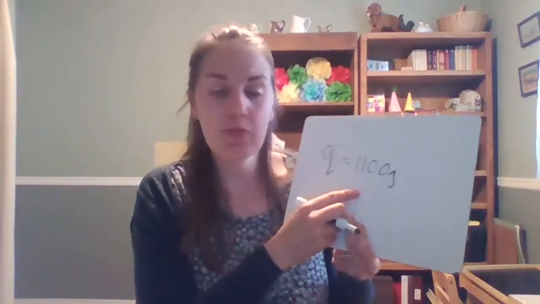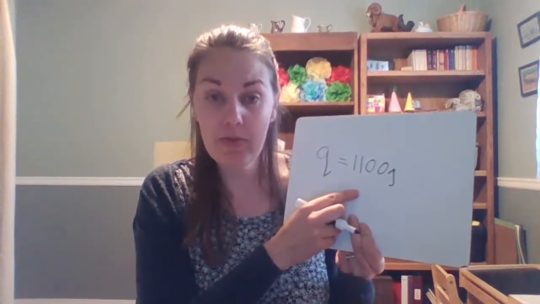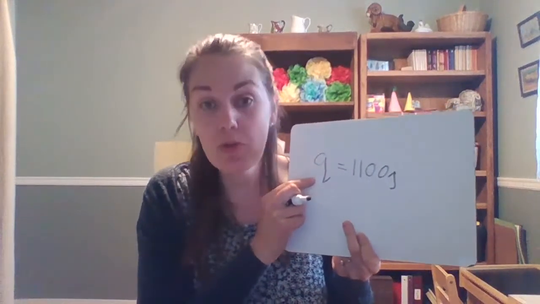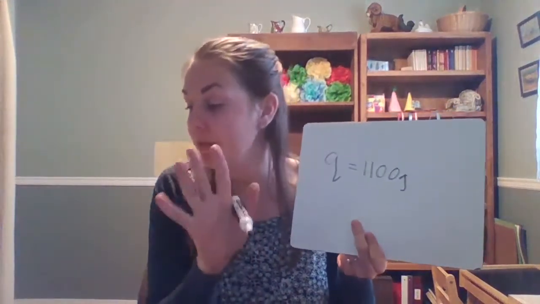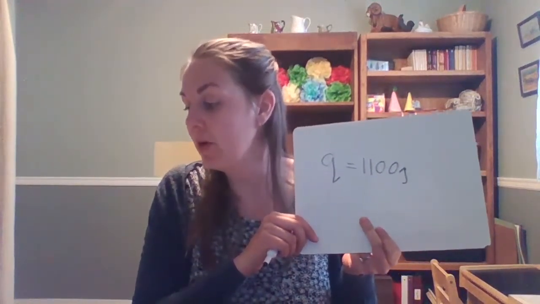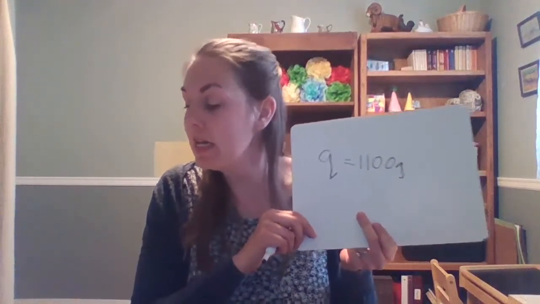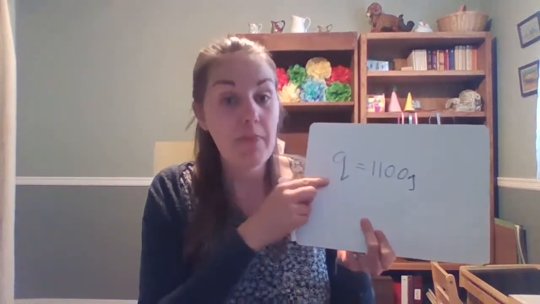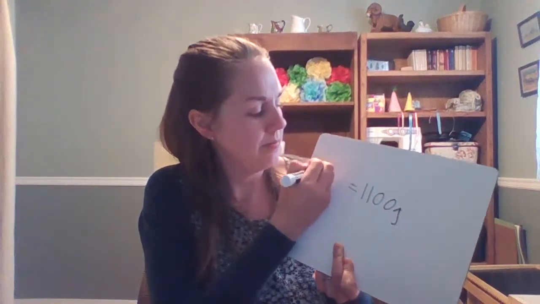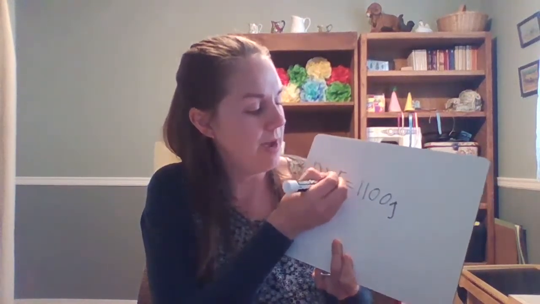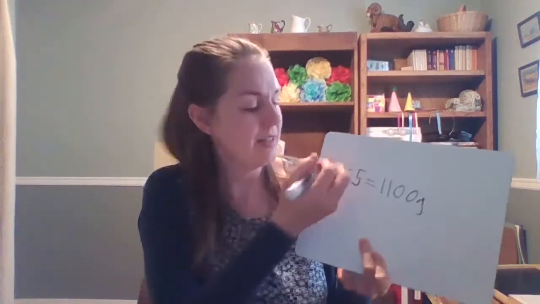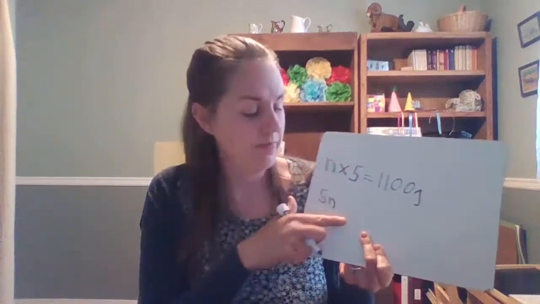So I have quarters equals 1,100 grams, the total weight of the quarters, but we want to figure out how many quarters, because we know that they each weigh about 5 grams. On number 17, it says, write an equation to show that the number of quarters times 5 grams equals the total mass of the quarters. So basically, we're taking this Q and saying that it's going to be N times 5. Remember how we had it as 5n earlier? That's the same as saying n times 5.